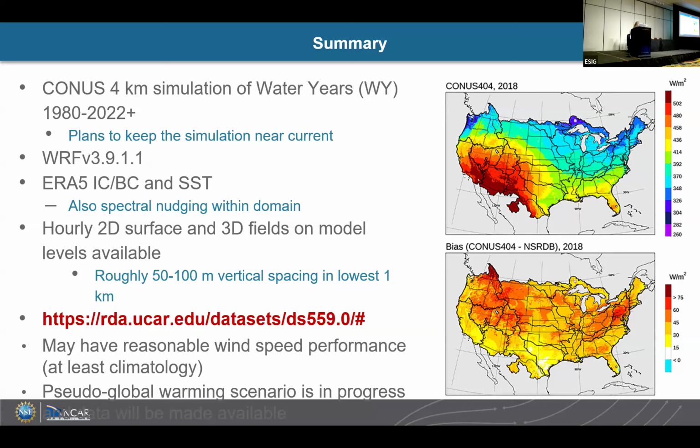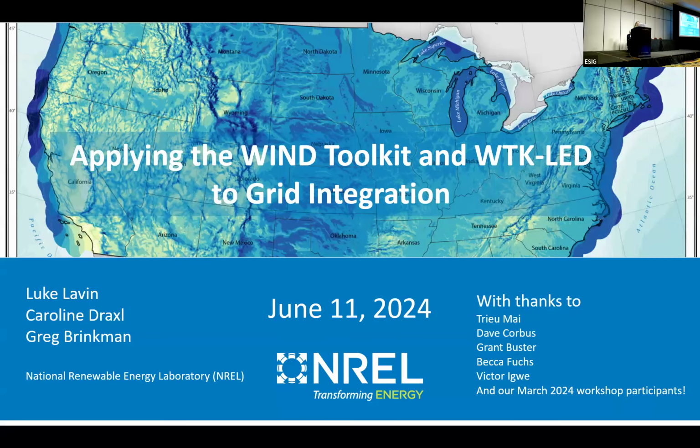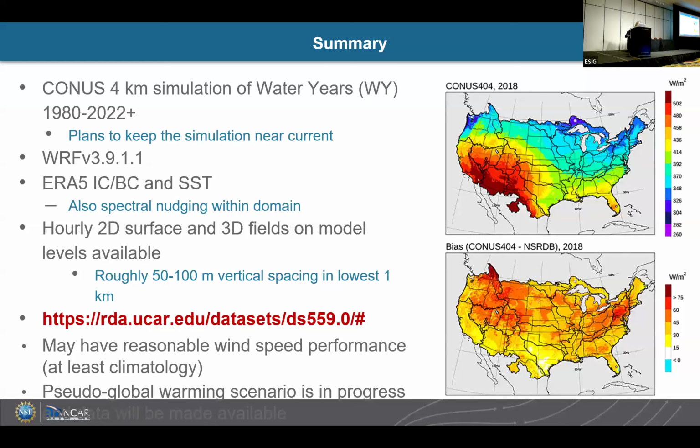You see the URL to download these data there on the right, and there's true intention to keep that available. We may have reasonable wind speed performance. We did have a high bias on solar, and that pseudo global warming analysis future data set is in process now. So any time for questions?